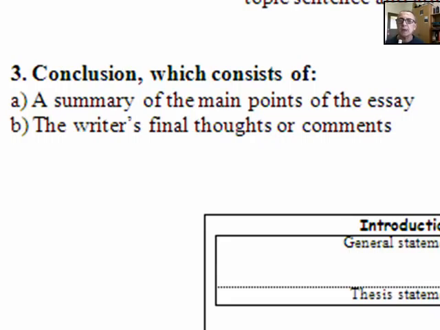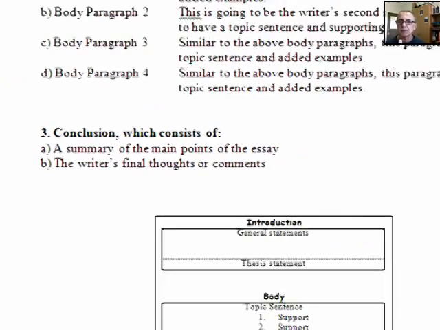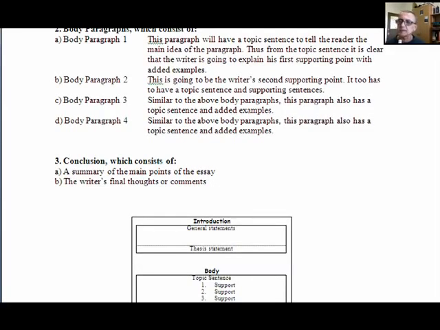And then after the restatement of the thesis statement, the conclusion has the writer's final thoughts or comments. And the final thoughts or comments usually consist of perhaps a warning, advice, predictions, suggestions, that sort of thing, and then a nice closing sentence.